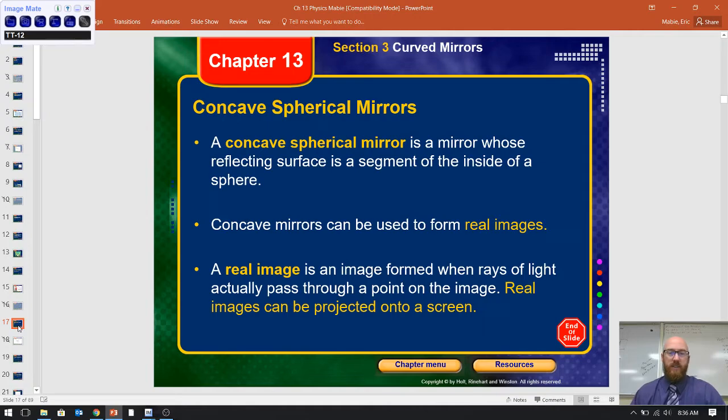All right. Let's talk about concave mirrors. Concave mirrors are basically used to make a real image. This is not a virtual image, it's a real image. That bottom bullet is very important: for a real image, rays of light pass through the point on an image. They can basically be projected. This is where holograms are typically used.